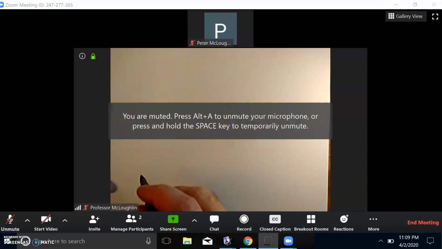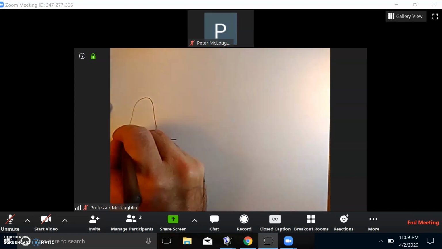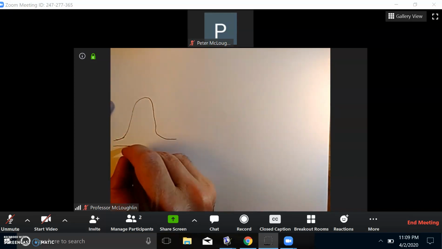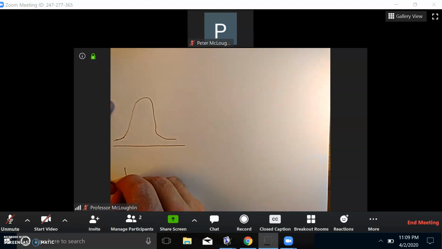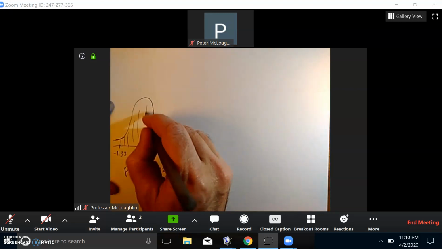Looking at a standard normal distribution, we're looking at the probability z is greater than or equal to negative 1.33. The middle would be 0, so negative 1.33 would be over here somewhere. We're looking for the area to the right.